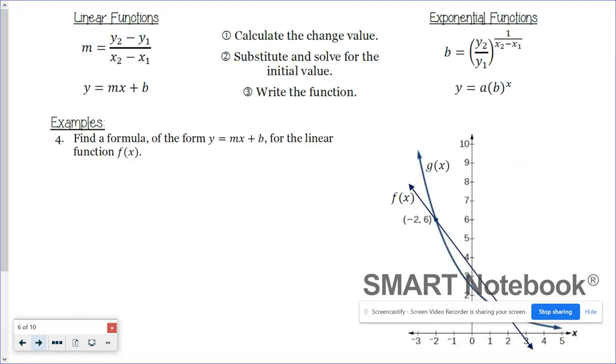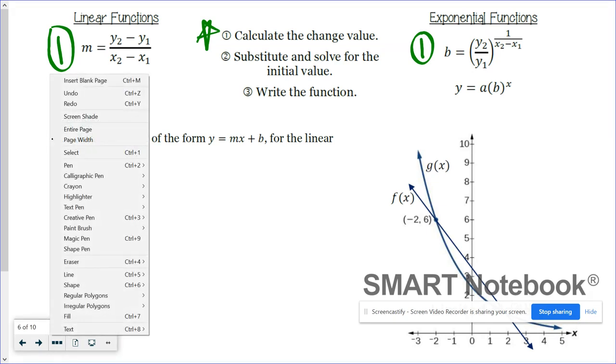There is a way for us to find the values of m and b for our linear function and a and b for the exponential function. First, we have to calculate what I call the change value. For a linear function, that's the slope: m is equal to y2 minus y1 divided by x2 minus x1. For an exponential function, that's your change factor: b is equal to y2 divided by y1 raised to the power of 1 over x2 minus x1.